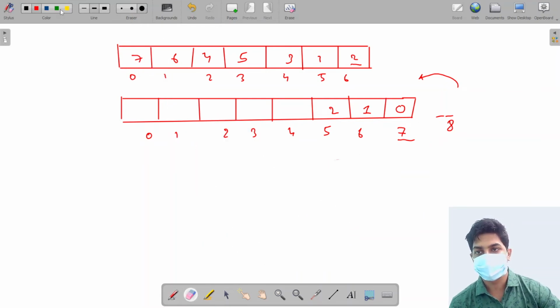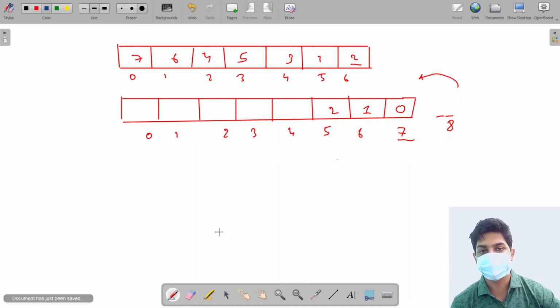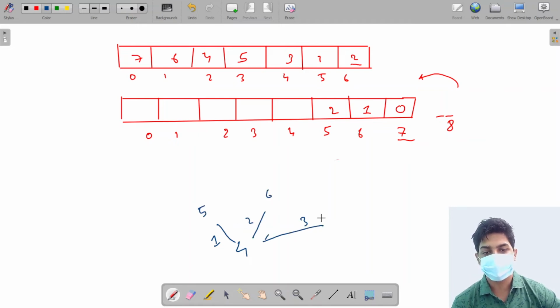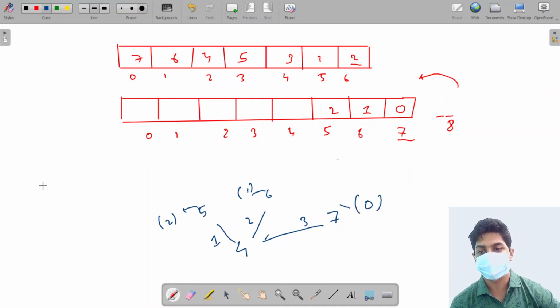Now let's find the answer for the 4th index. For the 4th index, 3 jumps are allowed. If I take a jump of 1 unit, I reach the 5th position. If I take a jump of 2 units, I reach the 6th position. If I take a jump of 3 units, I reach the 7th position, 4 plus 3. Now 5 tells us that 2 jumps will be required from it, 6 tells that 1 jump is required, and 7 tells that 0 jumps are required. So I will take the minimum of 2, 1 and 0, which is 0.